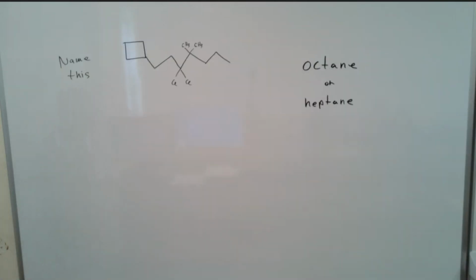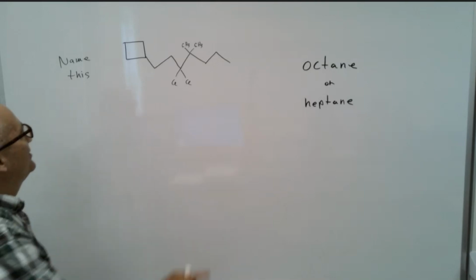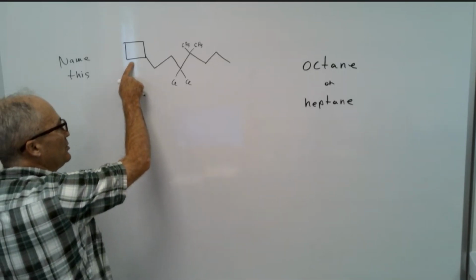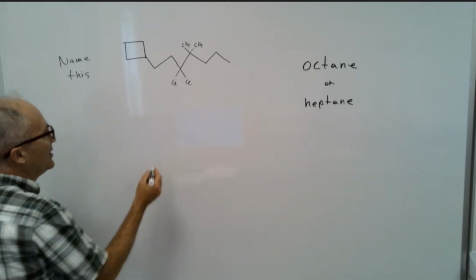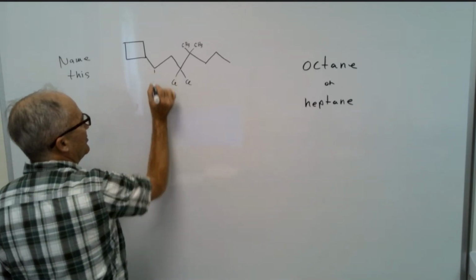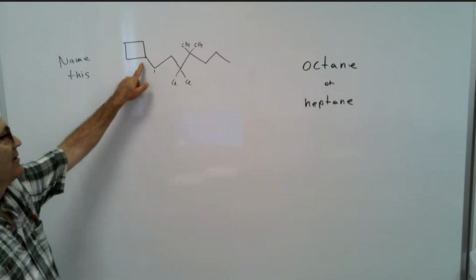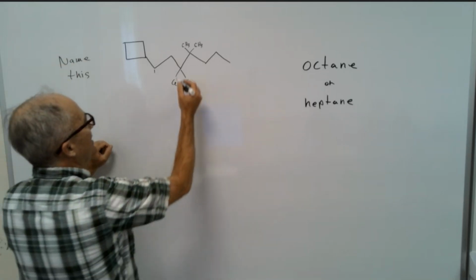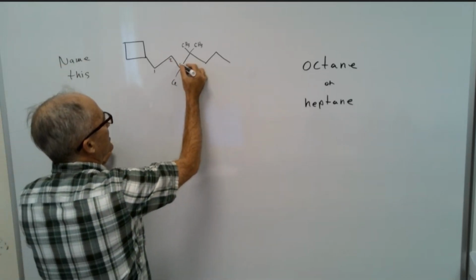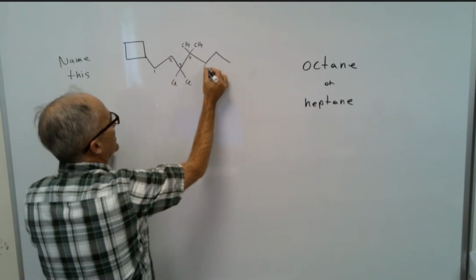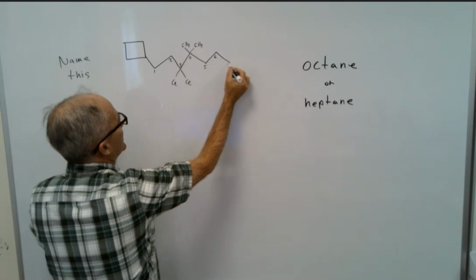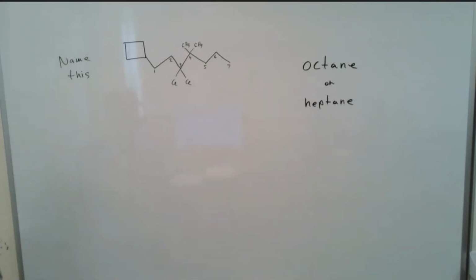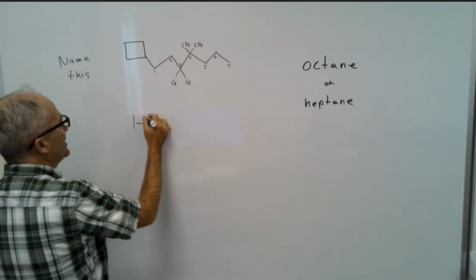You think this is going to have an octane or heptane root to it? So here's what we want to do. We're going to call this cyclobutyl group our first substituent. And it's connected to carbon number 1. So students always like to make this carbon 1 and it messes everything up. It makes this carbon 2, this carbon 3, this carbon 4, this carbon 5, this carbon 6, and that carbon 7.